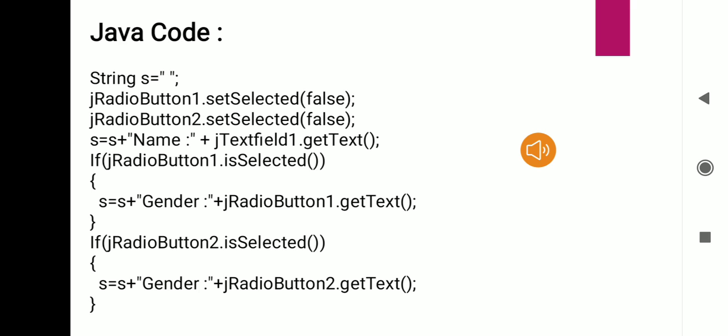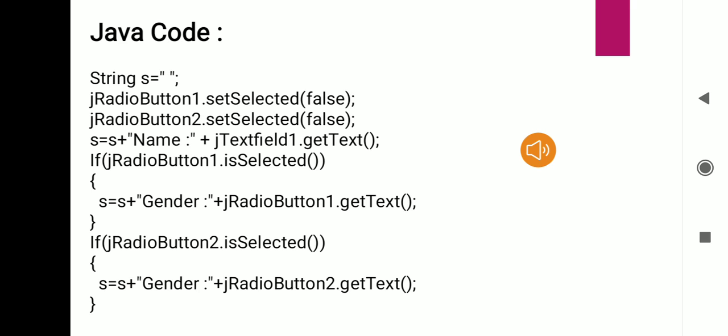From there you have a list of if conditions which checks whether a particular radio button is selected or not. If the radio button corresponding to male is selected, then the if condition corresponding to JRadioButton1 gets executed, and the statement if JRadioButton1.isSelected holds true, which adds the text gender along with the content of the first radio button, which is male, to the variable s. As a result, the variable s will contain the value name Apache, gender male.